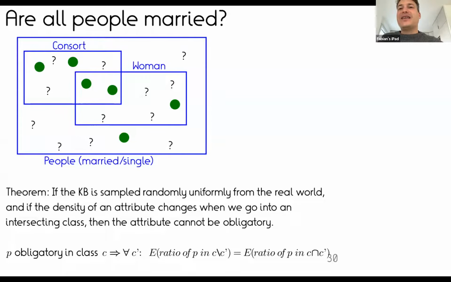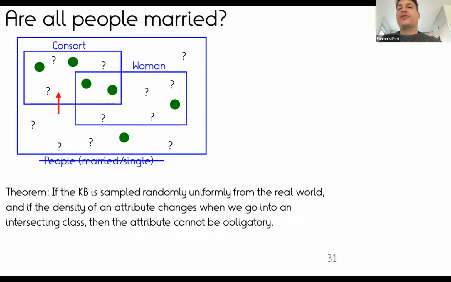It says that if we look into the class of people, for example, and we look into the density of the green dots, 2% are green dots in our class of people in the knowledge base. And we walk into an intersecting class, which is the class of consorts, which is a subclass thus intersecting, then the density of the green dots increases. And that means that the attribute cannot be obligatory for people.